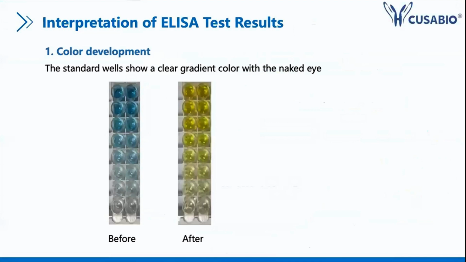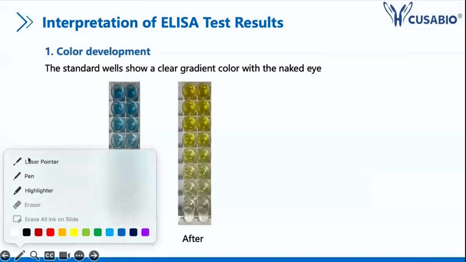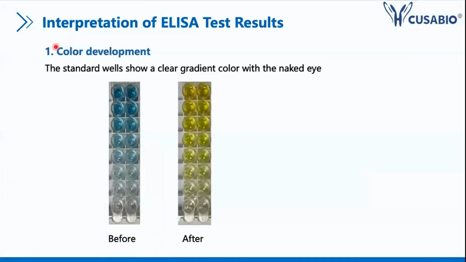In the first part, I'm going to talk about how we can make a judgment from our data. Basically, it can come from 4 different aspects. The first one that I showed you is the color development. The color development is a pretty straightforward visualization of the color change with our naked eyes. In the ELISA, we usually have the standard proteins, right? And based on the standard proteins, we can build the standard curve.